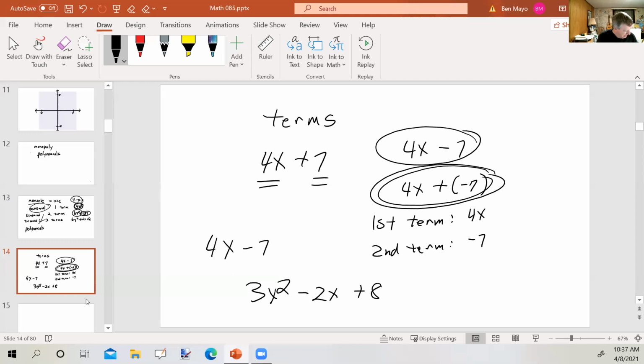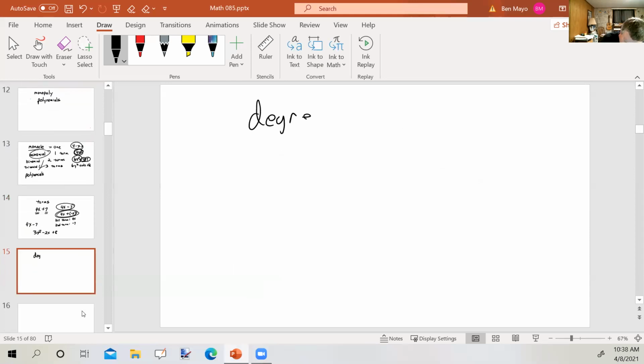All right. Now, I want to talk about the degree of a term. The degree of a term is the sum of all the exponents of all the variables within the single term. For instance, x squared is a term of degree 2.